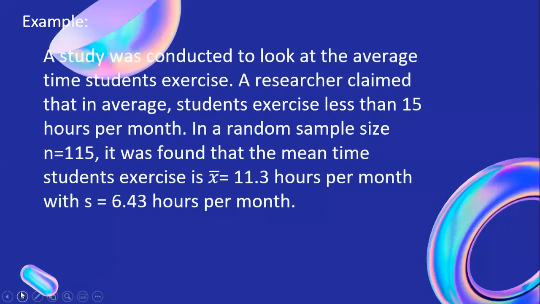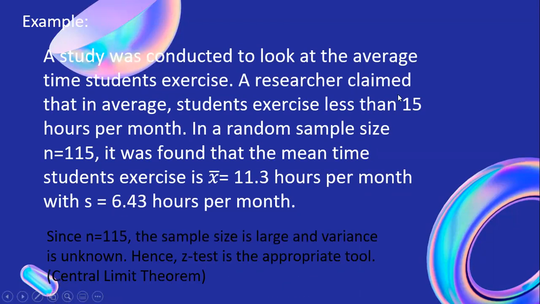Let's have this example. A study was conducted on the average time students exercise. A researcher claimed that on average, students exercise less than 15 hours per month. In a random sample of size n equals 115, it was found that the mean time students exercise is 11.3 hours per month with a standard deviation of 6.43 hours per month.